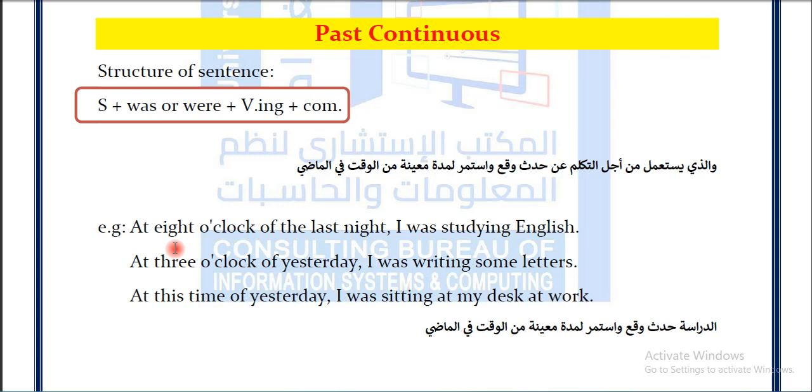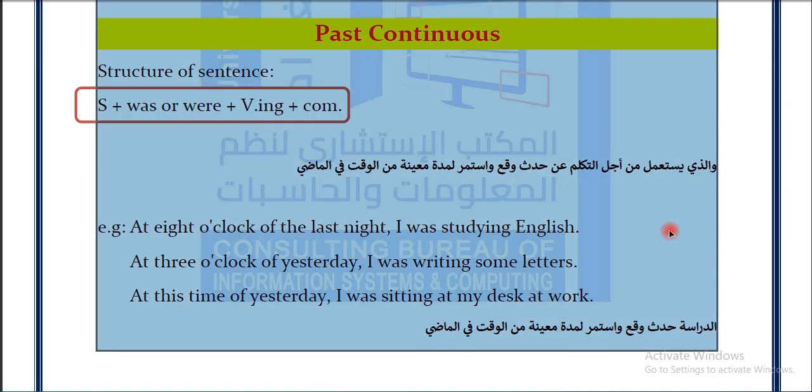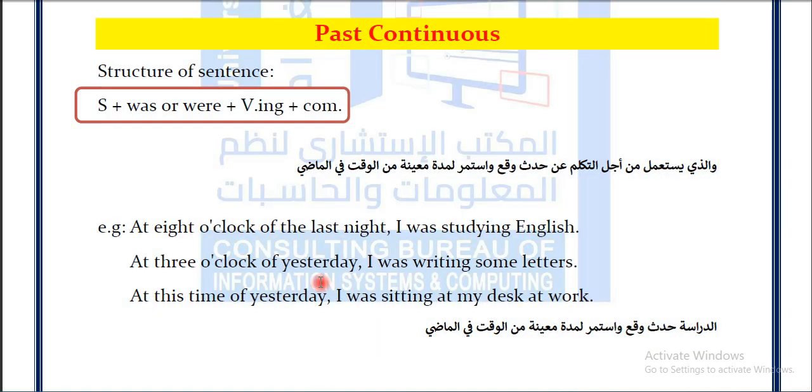What do we have here? We have at 8 o'clock of last night. Last night indicates what? Past simple. 8 o'clock indicates continuous, so it will be past continuous. I was studying English instead of I study English, or just studying, or studied. We should use was studying.